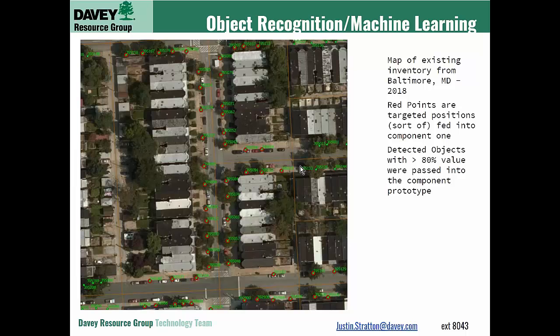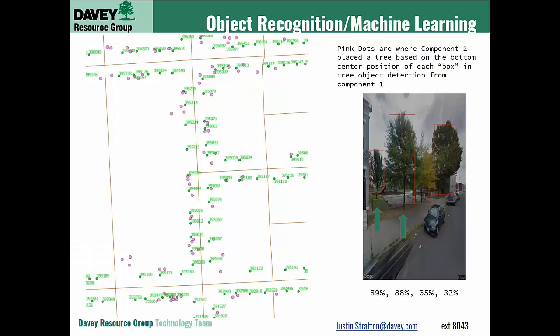Here's some examples from using machine learning. The red points were positions that were fed into the machine learning algorithm. These points would have been drawn off of boxes produced by Azure's cognitive services. We opted to only use the boxes that it was 80% or more confident was a tree. The pink dots are the ones that were placed by the system.